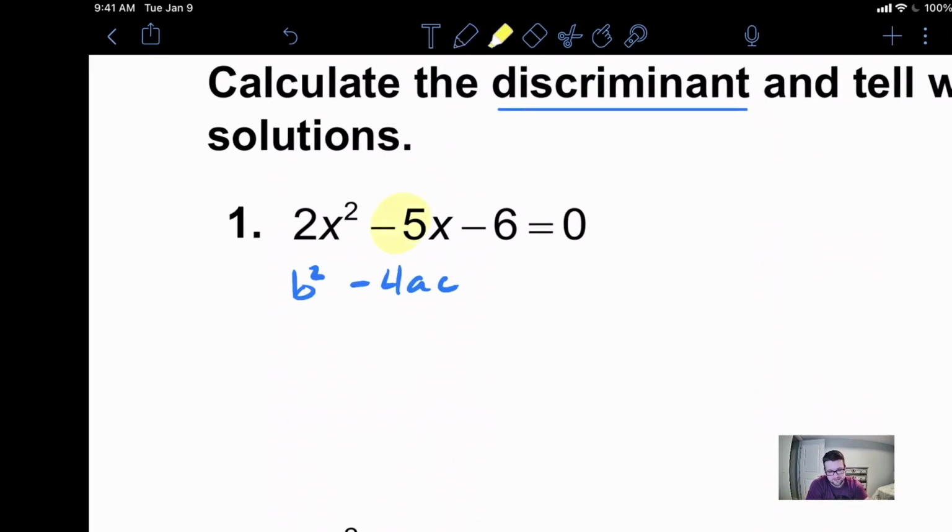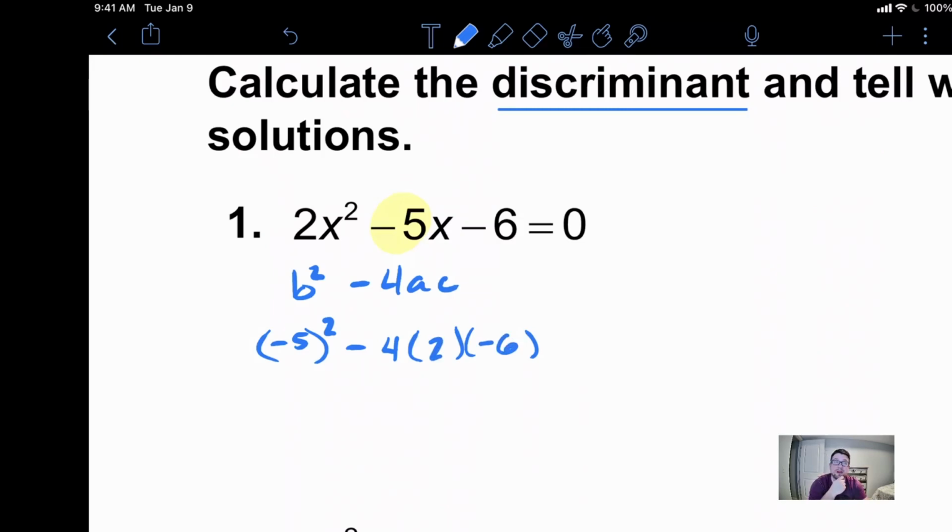b in this problem is the number that's in front of the x. So it's negative 5. Now we're going to be careful and put parentheses around that because when we square that, that's the easiest one to get wrong. And then we're going to have minus 4 parentheses for the a, parentheses for the c. So 2 is the a value and negative 6 is the c value.